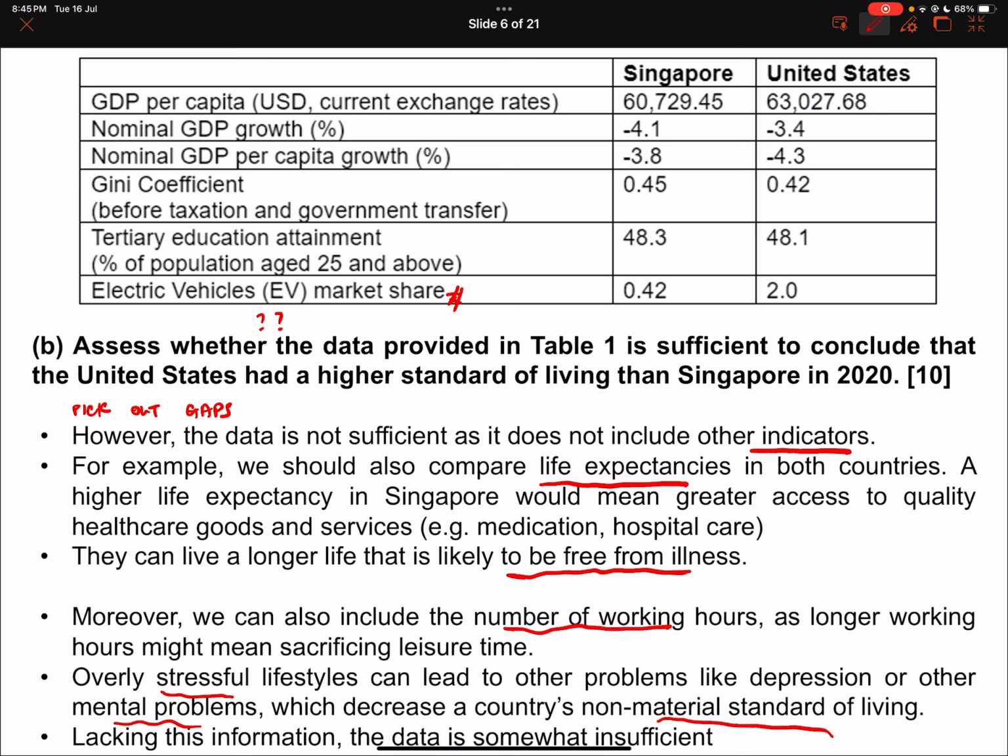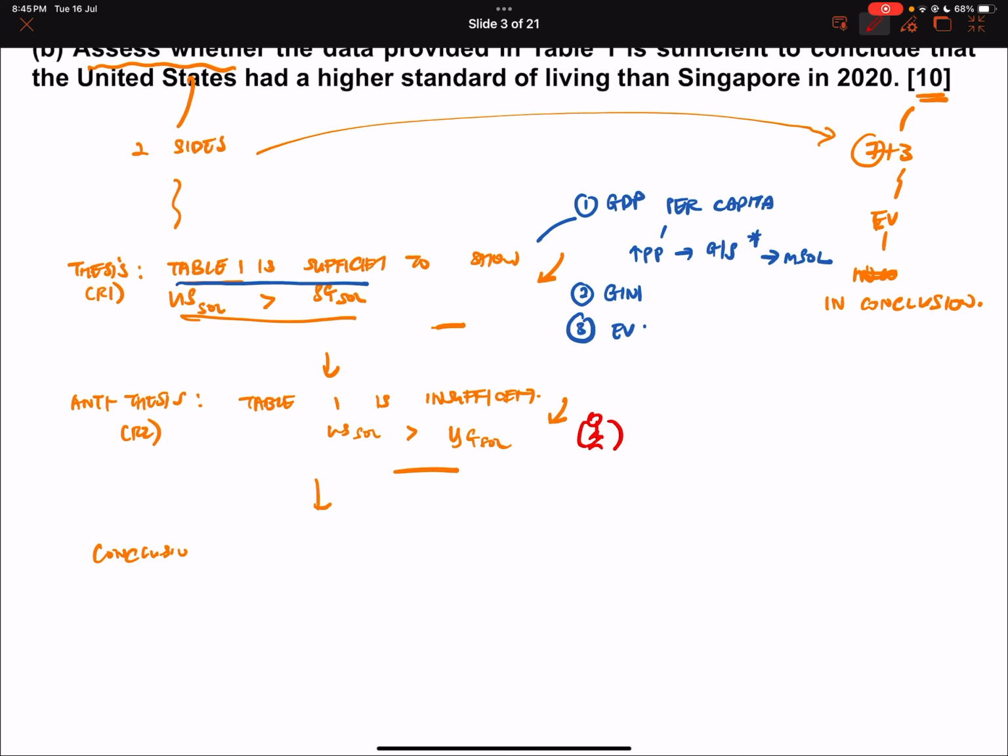So the first gap is I don't have life expectancy. Where's my life expectancy? And where's my working hours? So these are some deficiencies that you can write.